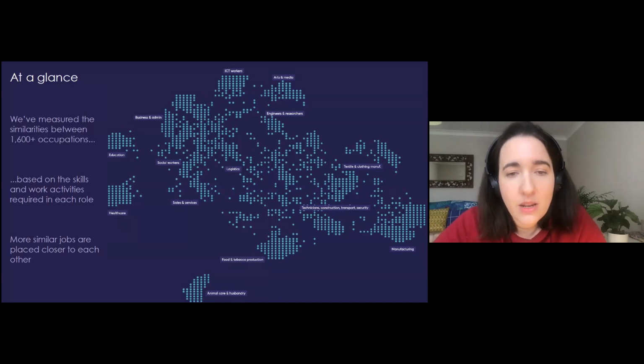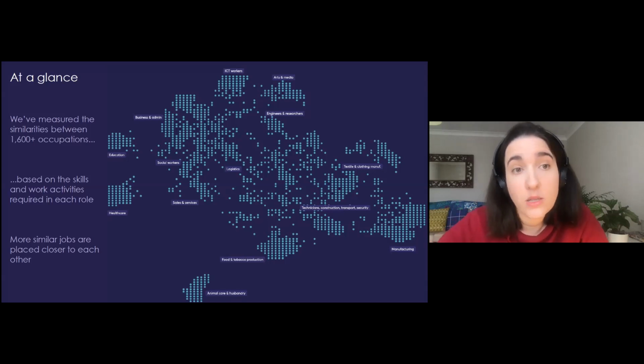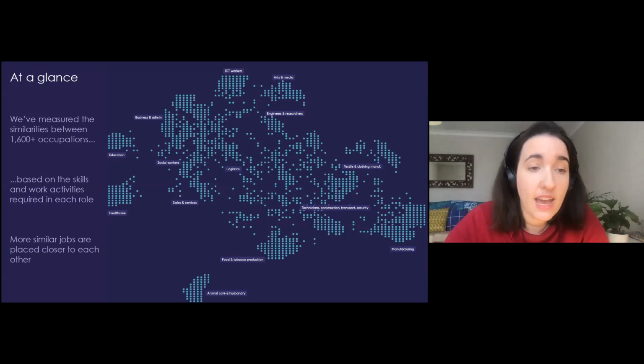And then lastly, we can hopefully provide something for policymakers by identifying workers who are at risk because perhaps they have isolated occupations, isolated skill sets. And also we can overlay other things on the map.